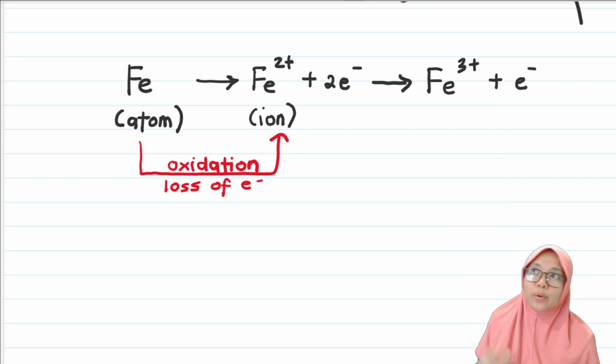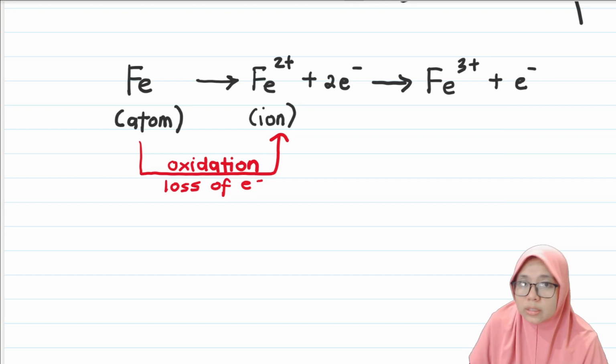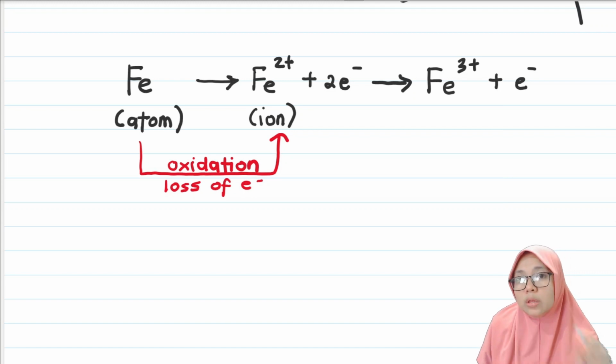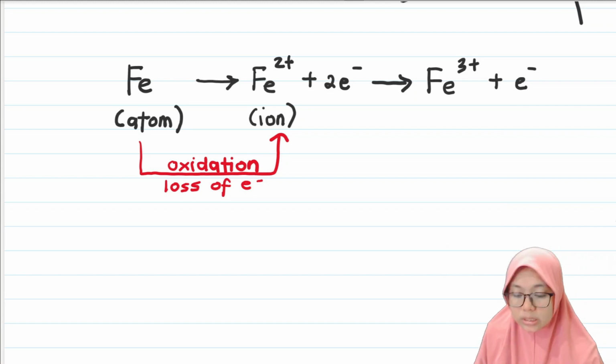Kenapa? Why? Because ada condition yang membenarkan dia membebaskan ion. When we put the two solutions together and connect them with connecting wires and the circuit is complete, the ion has the ability to release electron, because there is another ion that wants to accept that electron. This is the case where the iron 2 plus will release another 1 electron.